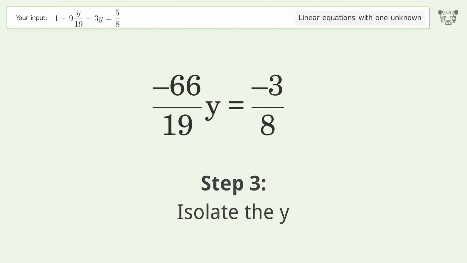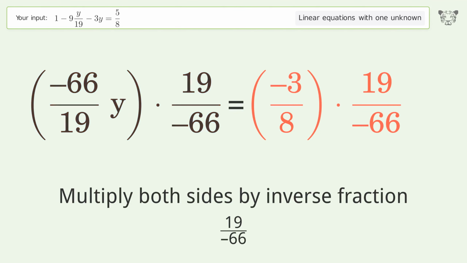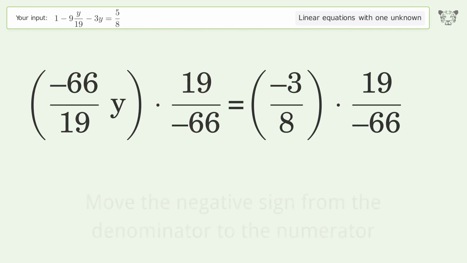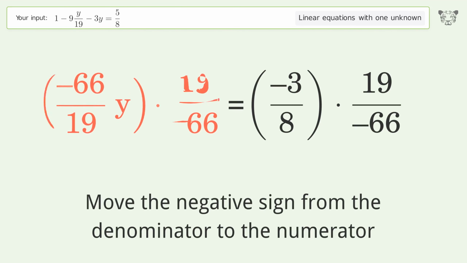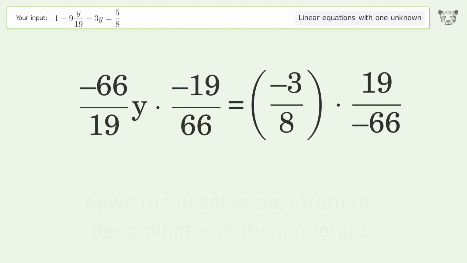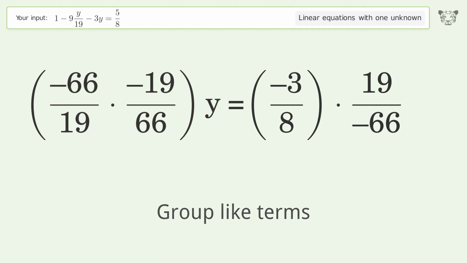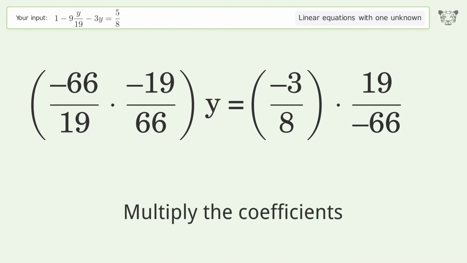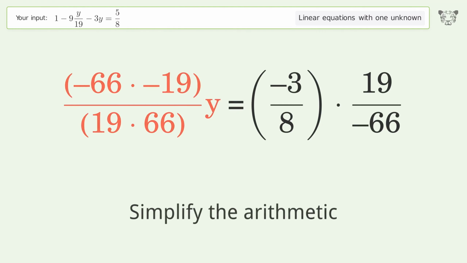Isolate the y. Multiply both sides by inverse fraction 19 over negative 66. Move the negative sign from the denominator to the numerator. Group like terms. Multiply the coefficients. Simplify the arithmetic.